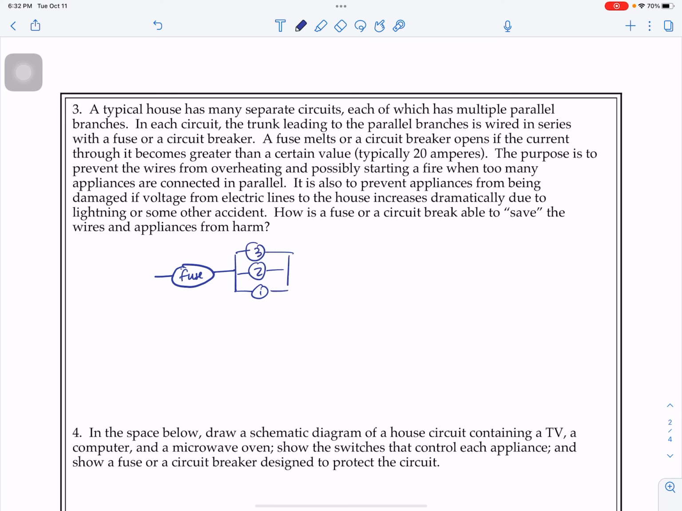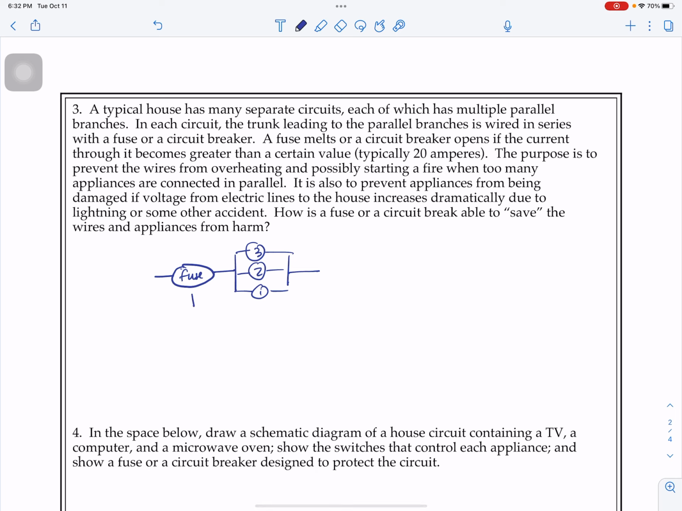Now, the advantage of that is that a fuse melts or a circuit breaker opens if the current through it becomes greater than a certain value. The purpose is to prevent the wires from overheating, possibly starting a fire. It's also to prevent appliances from being damaged. How is a fuse or circuit able to break it?